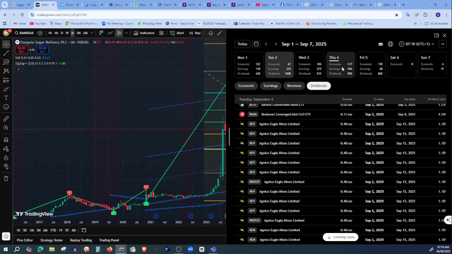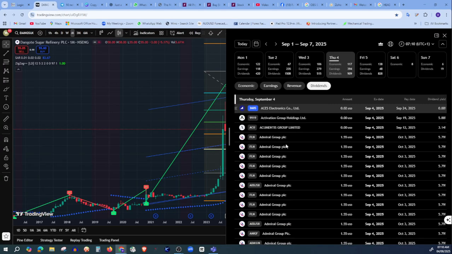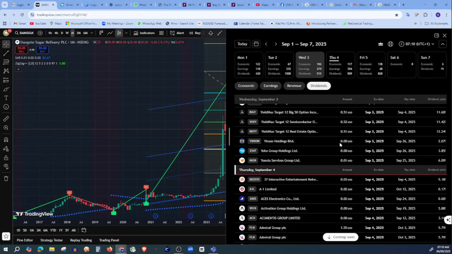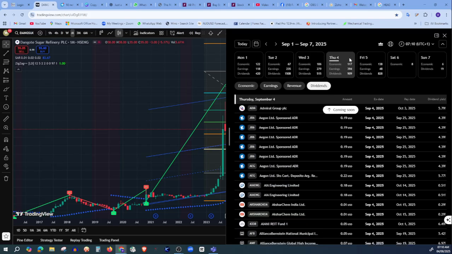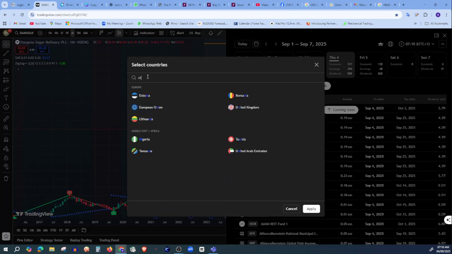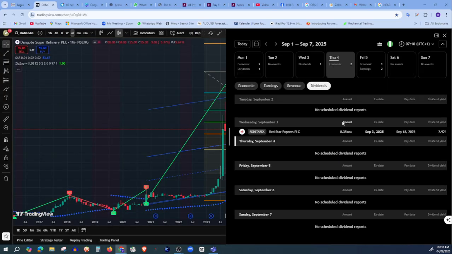So we come to today, which is Thursday. On Thursday, this is the global market. If I don't want to see the global market and I want to see stocks that are releasing earnings and that are releasing their dividend on this day, let's say for Nigeria, I'll come here and say Nigeria. After selecting Nigeria, every stock that you are seeing is going to be Nigeria.